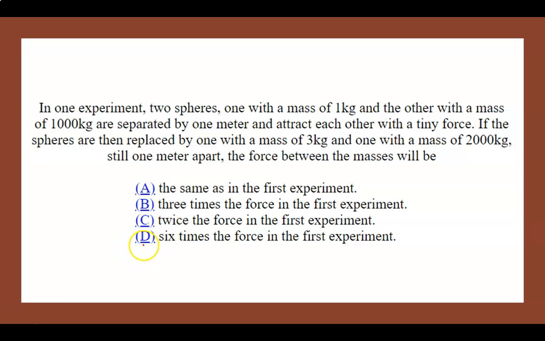Welcome back, and you should have found that this is 6 times the amount, D, because the 1 kilogram was replaced with 3 kilograms, that means 3 times the force. The 1,000 with the 2,000, that means 2 times the force, for a total of 6 times the force of that first experiment.